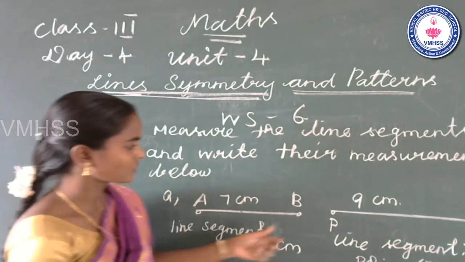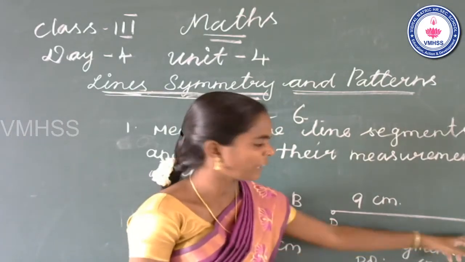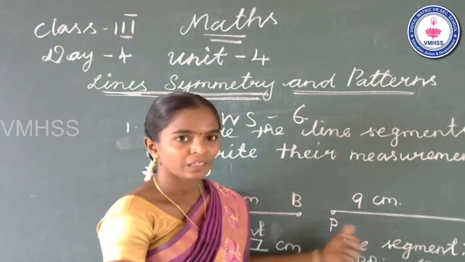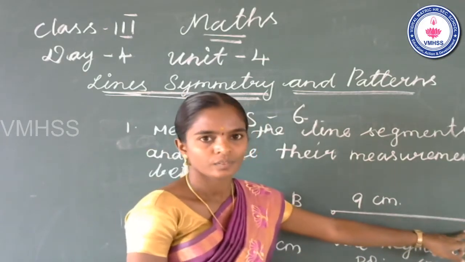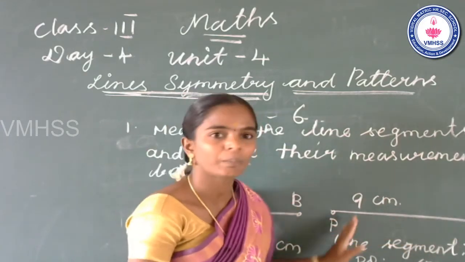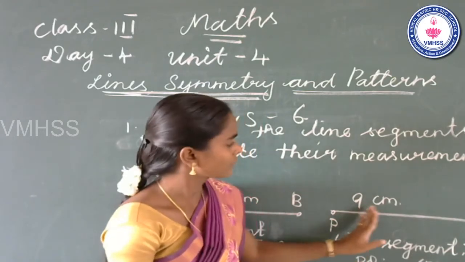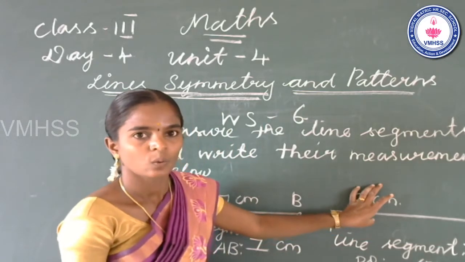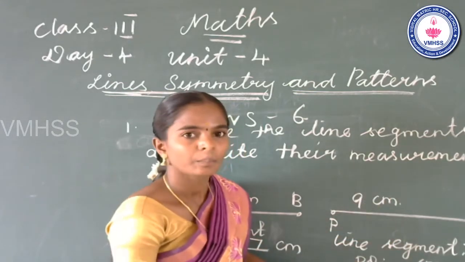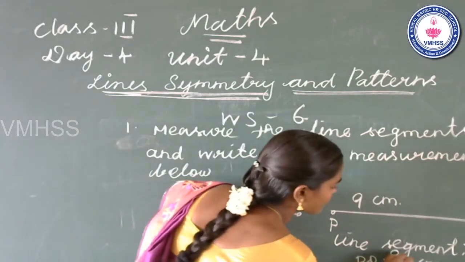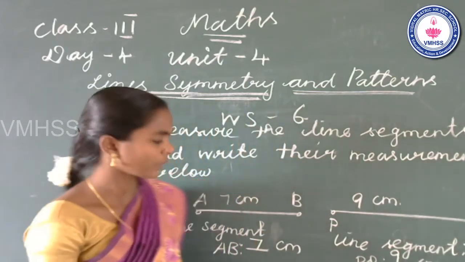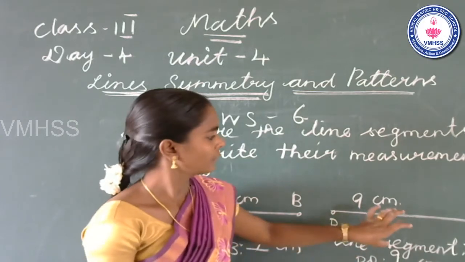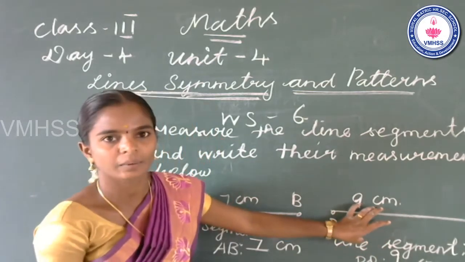Okay, next children, line segment PQ is given. Start point P and end point Q. So line segment PQ, this line segment length is 9 centimeter. So first one answer 7 centimeter, second, B, answer 9 centimeter.